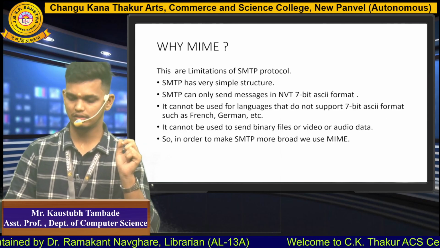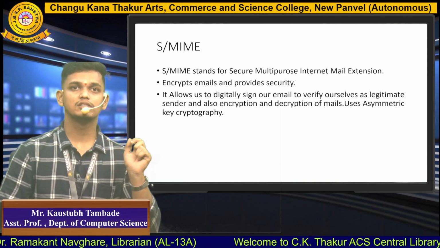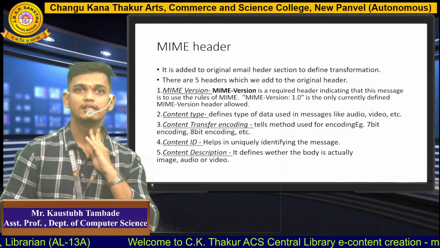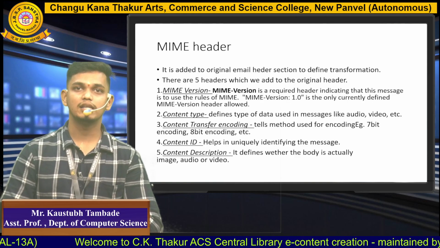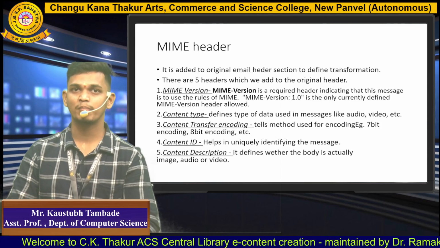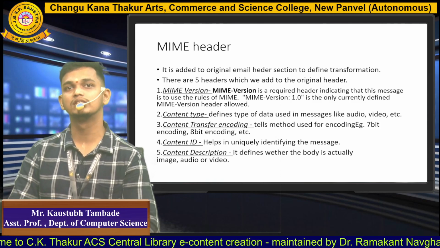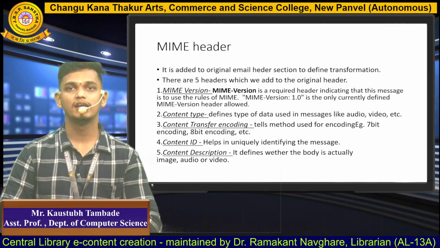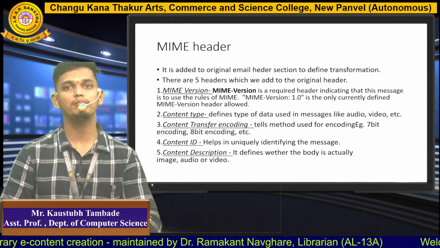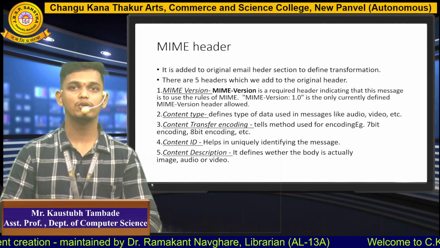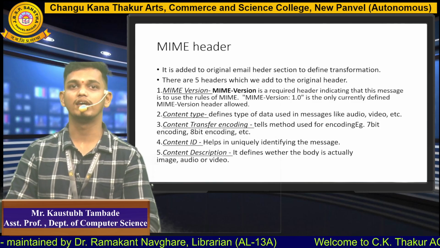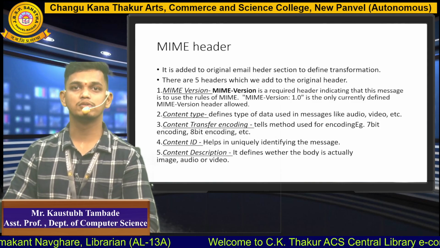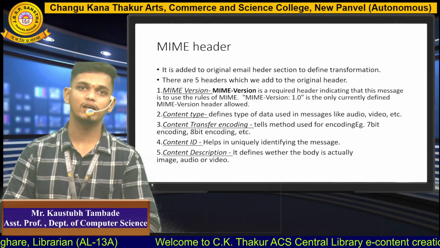Now we are going to see the MIME header. What is in the MIME header? It is added to the original email header section to define a transformation. There are 5 headers which we add to the original header. First is the MIME version. MIME version is a required header indicating that the message follows the rules of MIME. The current version is 1.0. It is the only currently defined MIME version header allowed. Second is content type. It defines the type of data used in the message, like audio, video, etc.